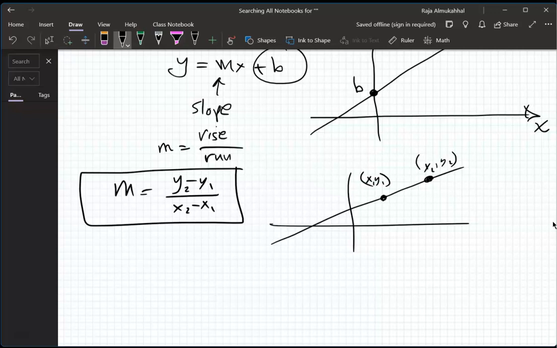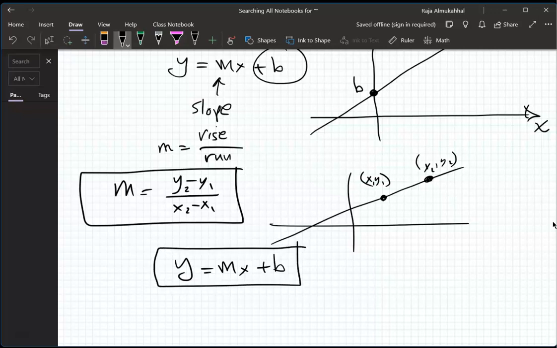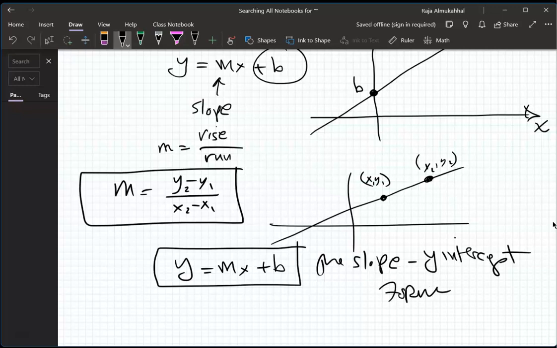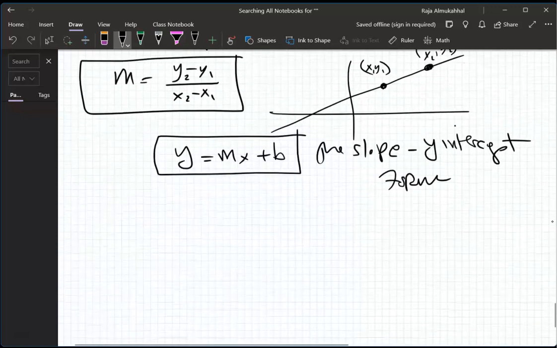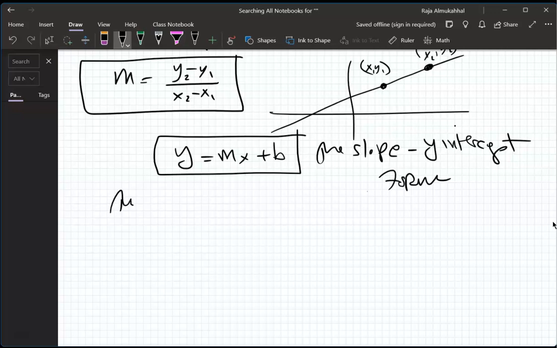So anyway, let me go back to the equation that I'm dealing with. You have y equals mx plus b. We call this equation the slope-y-intercept form. It's useful, but there is another form that is also useful, and that's called the point slope form. I'm going to talk about both of them in a minute.